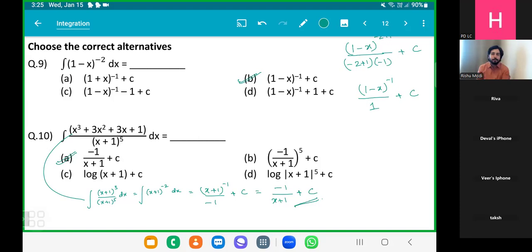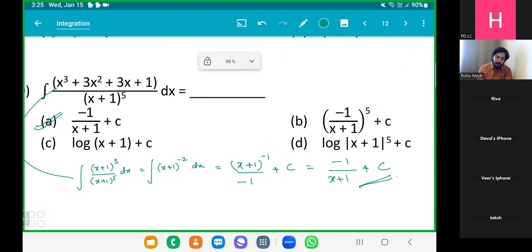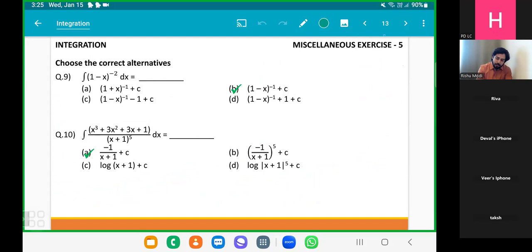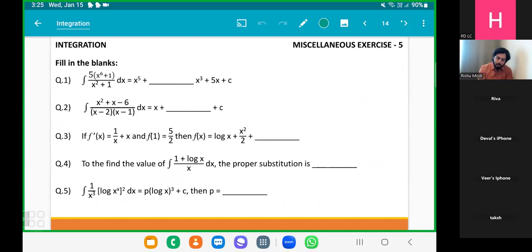Option A. Right. So the sum looks difficult, but is easy if you understand the first step properly. Right. So we have applied the a plus b the whole cube formula, and this is what we have in question number 10. I hope you understood the multiple choice questions. Choose the correct alternatives, all the 10 questions done. We move on to the next one.